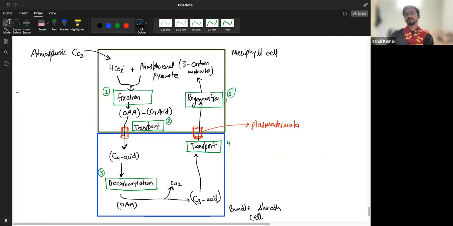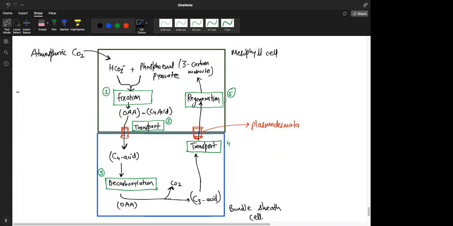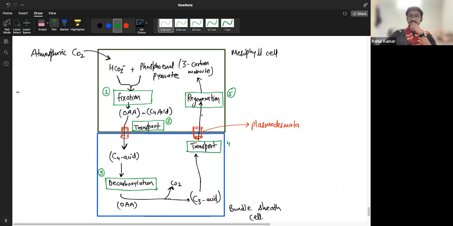Make sense, people? Do you understand this whole thing? Yes, sir. Now, my question is, what did we do here? It's very confusing. You took CO2, we thought you will fix it. Yes, you did. We fix it into a 4-carbon acid. Okay, cool. Maybe you are not happy with the 3-carbon acid. Then you transported it as a C4 acid into the bundle sheath cell.